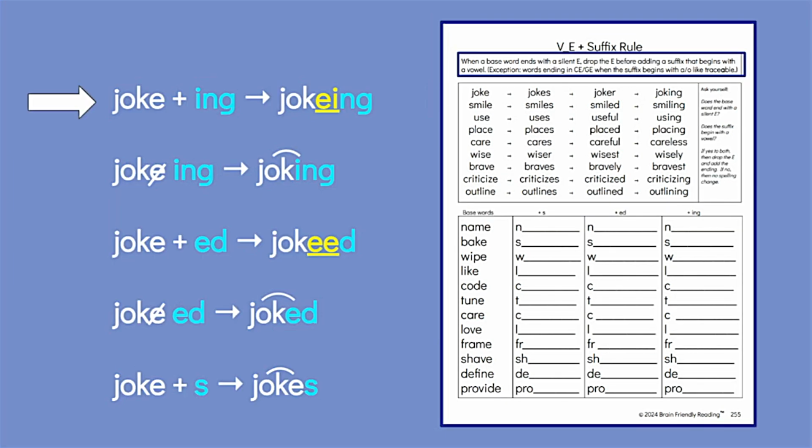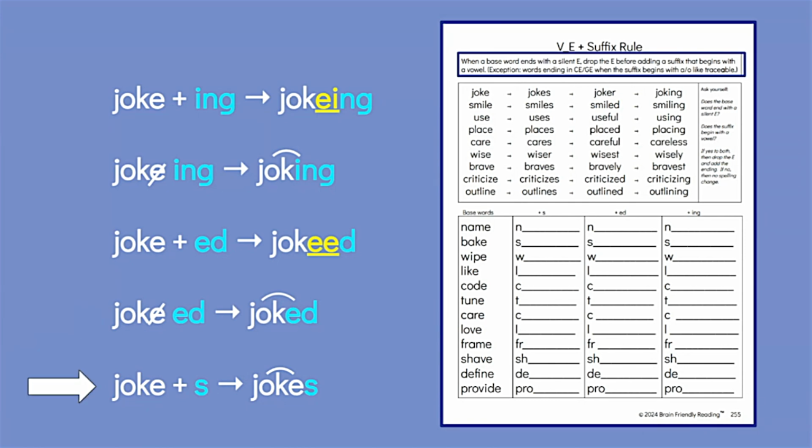If we simply add ing to the end of the word joke, it creates a vowel team, EI. We drop the silent E because the I actually does the job of the silent E by jumping over one consonant and telling the vowel to say its name. The same goes for adding the suffix ed. Without dropping the E, it creates another vowel team, EE, making the word jokeed. We drop one of the E's, so the other E can jump to make the vowel say its name.